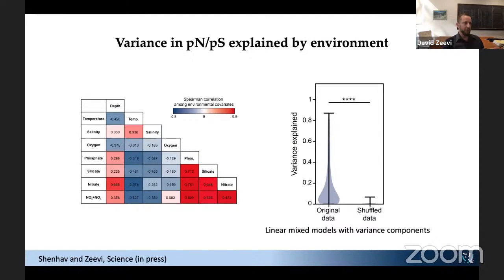But all of these metrics are associated with one another. So we wanted to account for this correlation structure, but still measure the effect that the environment has on PNPS. So we modeled it using a linear mixed model. And I'm not going to go into all the gory details of the linear mixed model, but we saw that the variance explained by the environment in PNPS was very, very high. And when we compared it to the same data shuffled, we saw that it was very significant as well. So this, again, surprised us. Why does the environment affect PNPS so much?